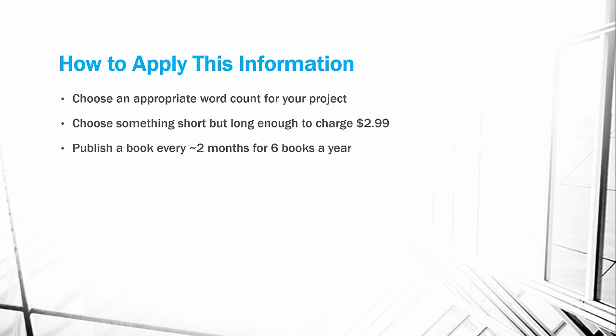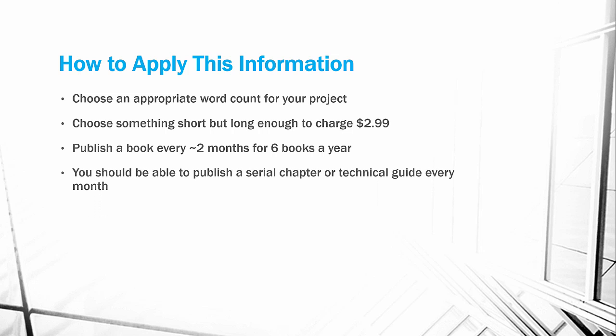Publish a book every 2 months or 6 times a year. Commit yourself to doing that and set up your timetable so that you can do this. You might be slower, you might be faster. Whatever the number is, set up your timetable and actually anticipate and prepare for your books coming out in the future. You should be able to publish a serial chapter or a technical guide every month. Maybe even do one of each, I don't know. But this looks really tempting to me as these serial releases. I'd like to try it sometime. I haven't done it yet.